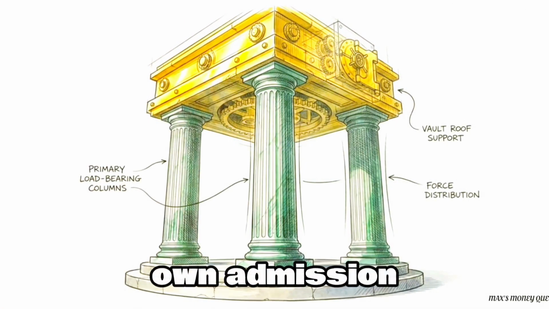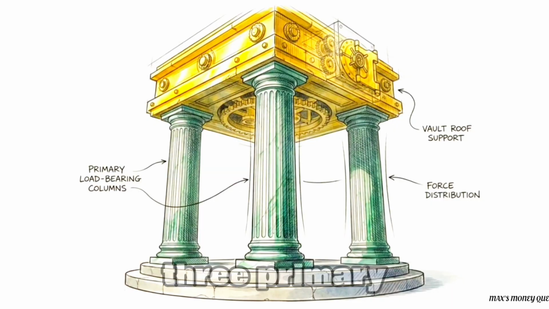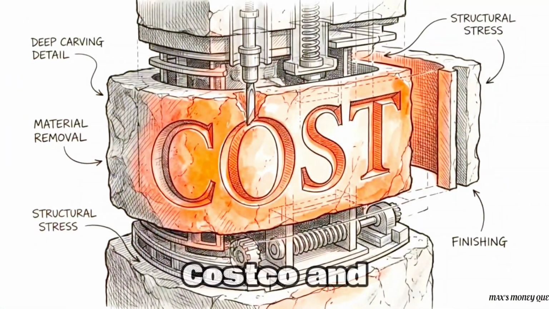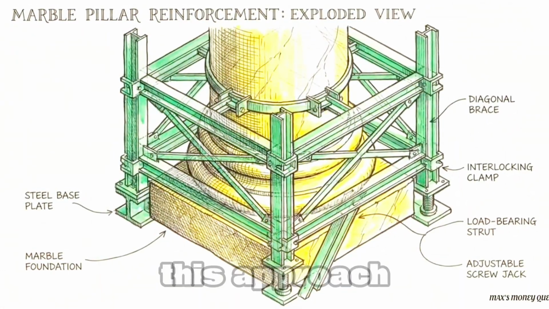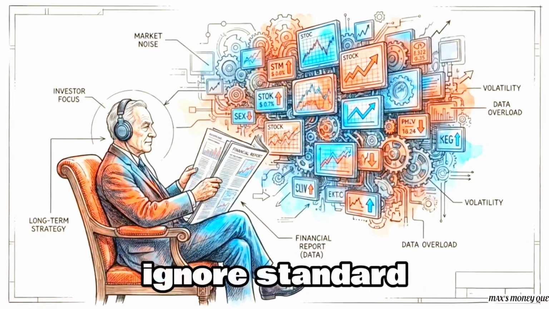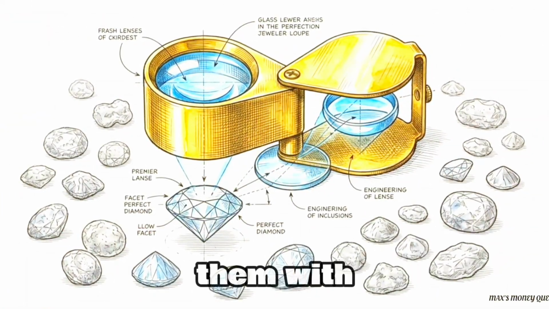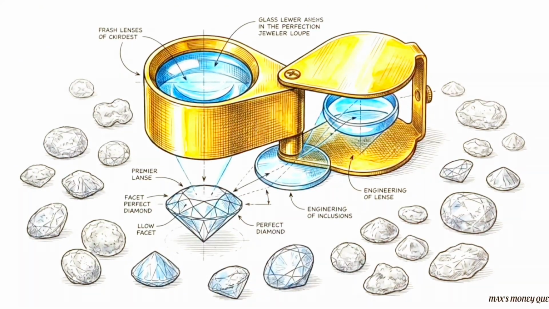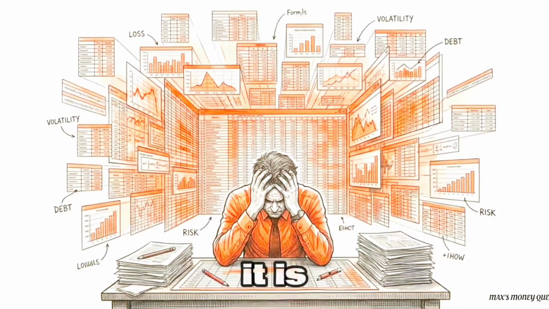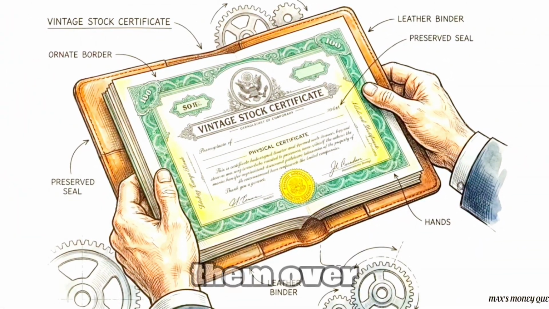By his own admission, the vast majority of Munger's multi-billion-dollar fortune rests upon just three primary pillars: a massive block of Berkshire Hathaway, a massive block of Costco, and capital in Li Lu's fund. This approach has strict prerequisites. It requires the investor to completely ignore standard market noise, identify a select group of high-quality opportunities, and purchase them with a mathematically rigorous margin of safety. Extreme wealth is not protected by owning a tiny sliver of the entire economy. It is protected by possessing deep, unshakable conviction in a vital few assets and holding them over decades.